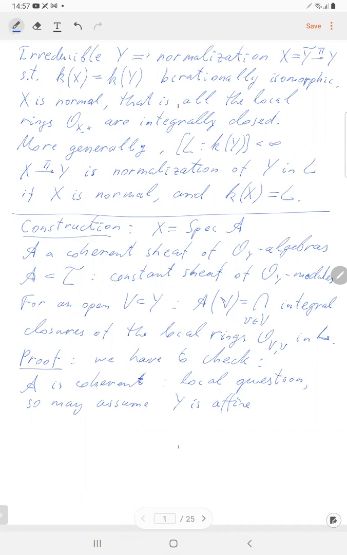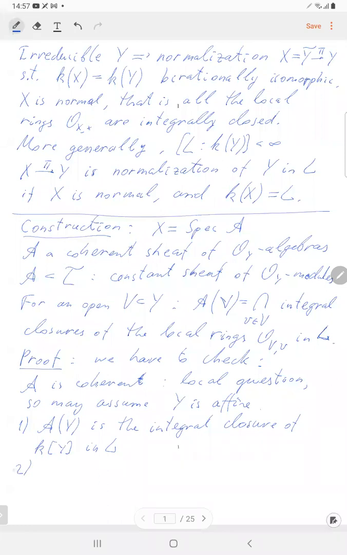And then what do we have to check? So first of all, we have to check that the sections of this sheaf of algebras is the integral closure of the ring of functions on Y in our field L.